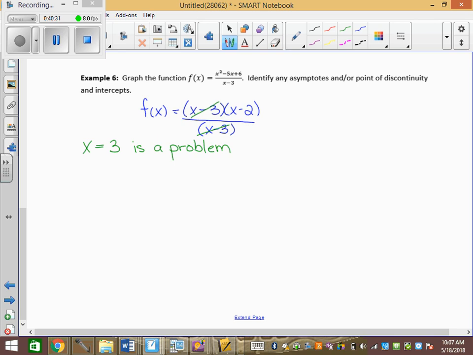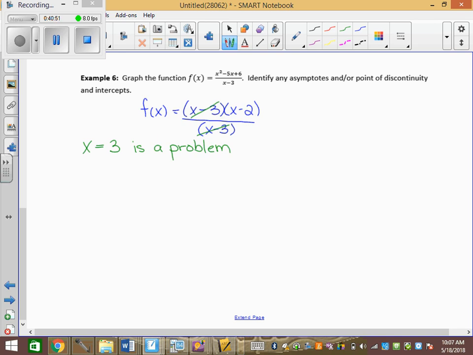So then when you guys stated non-permissible values after you canceled in grade 11, you got the question wrong every single time. Because non-permissible values have to be stated before you cancel, because at any point in time, if it's a problem, it's always a problem. Okay? Yes. So we have x equals 3. It's our problem. We agree?